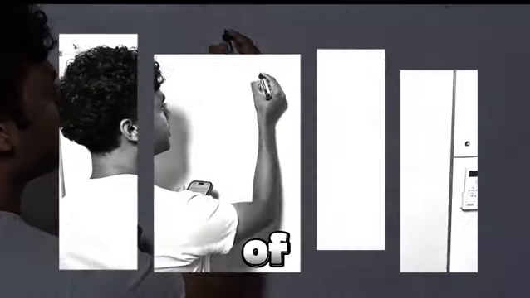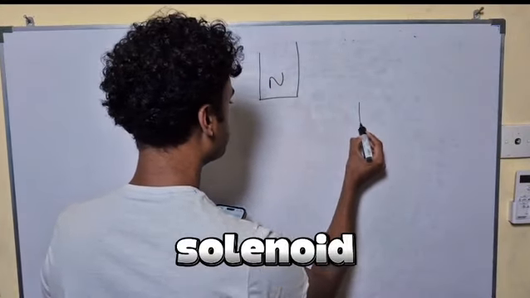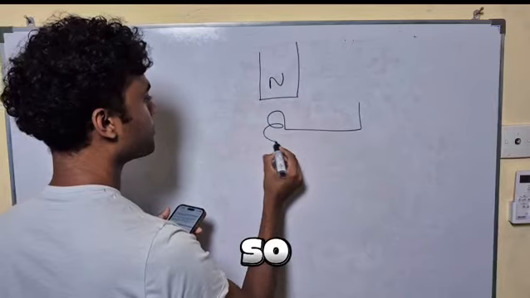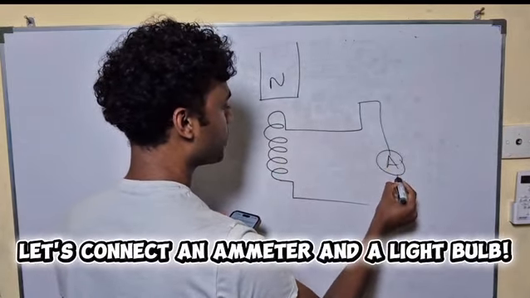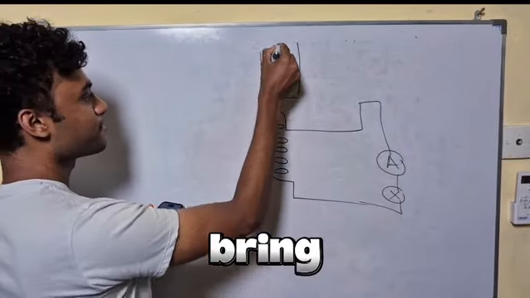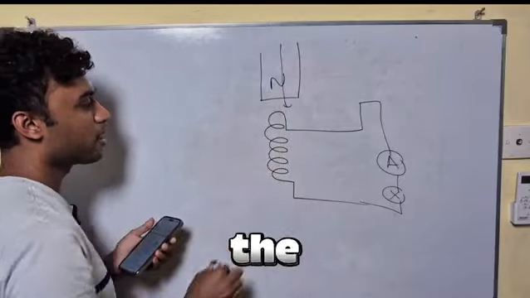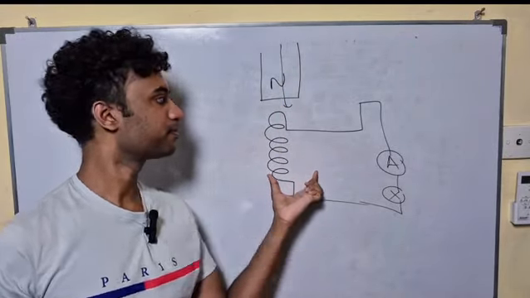Now, think of you moving a bar magnet towards a solenoid, like so. Think of you having an ammeter and a light bulb or something. When you bring the bar magnet, let's say you're moving the bar magnet towards a solenoid, what would happen?